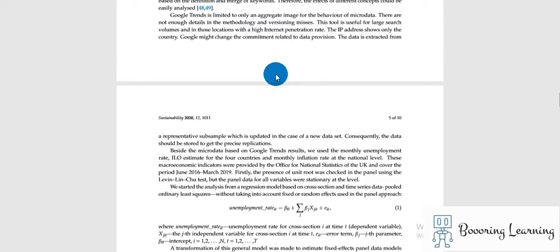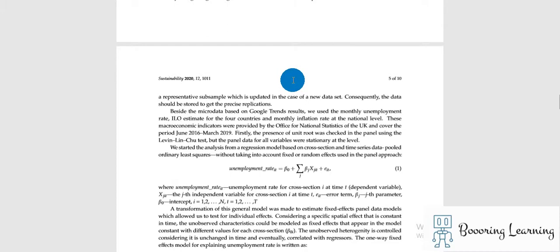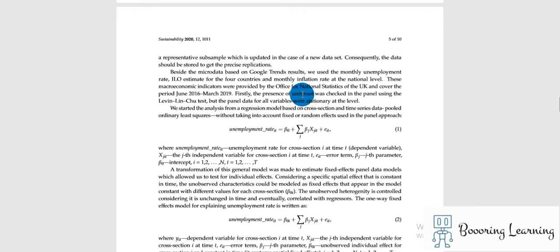The IP address shows only the country. Google might change the commitment related to data provision. The data is extracted from a representative subsample, which is updated in the case of a new dataset. Consequently, the data should be stored to get precise replications.